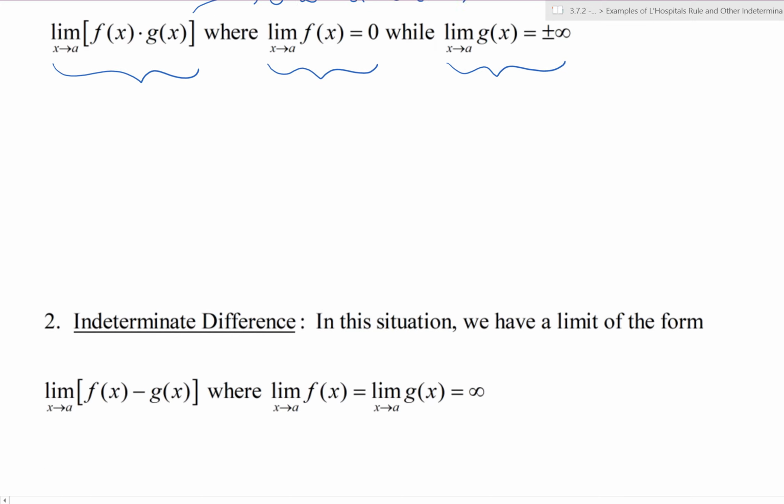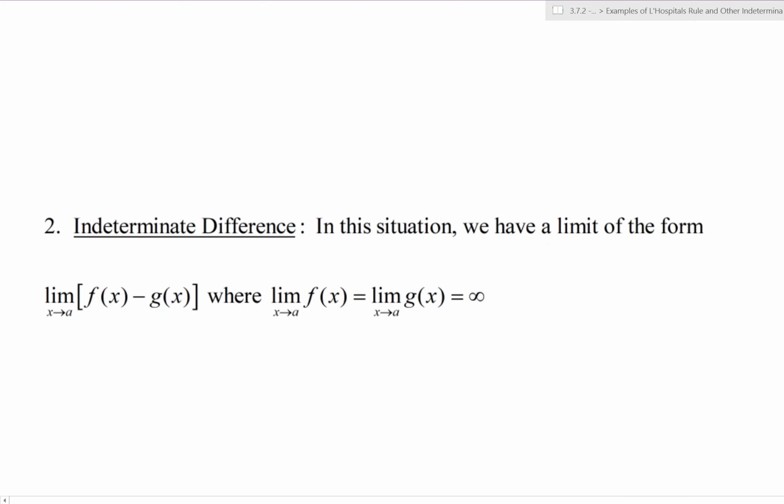The other type, as we mentioned a moment ago, is what is called an indeterminate difference. And in this situation, we have a limit as x goes to a of a difference of 2 functions, say f of x minus g of x, where both of the limits as x goes to a of f of x and g of x approach infinity. So you have the situation infinity minus infinity, and again, that's not necessarily going to be equal to 0. It could be anything, hence indeterminate. So how do we approach such a situation?